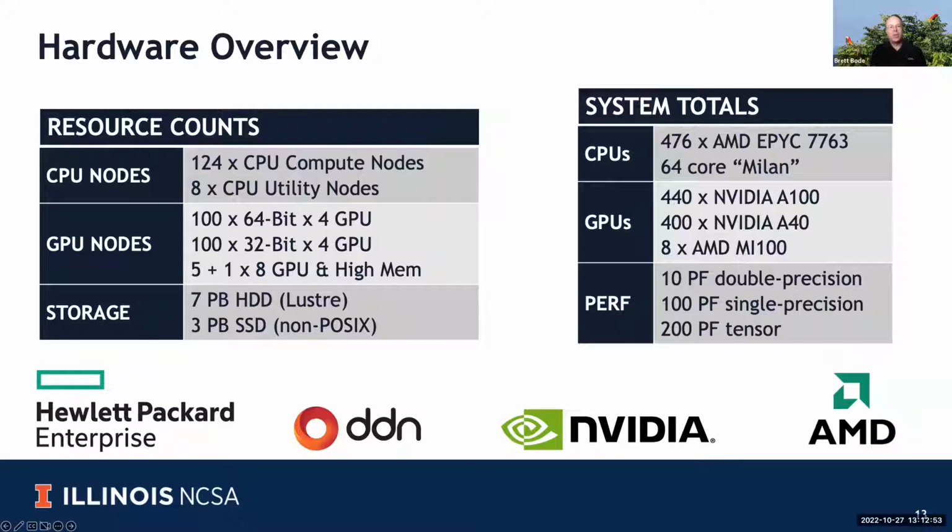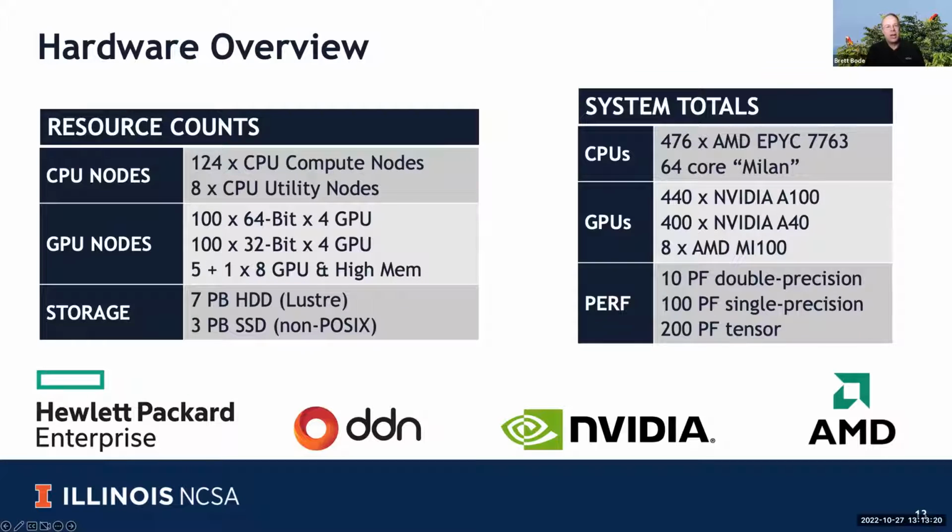On the GPU side, we have 100 quad 64-bit GPU nodes. Those are A100 nodes. We also have 100 quad A40 nodes, which are a 32-bit variant of the Ampere silicon from NVIDIA. And then we have a handful of dense GPU nodes that have eight A100s in them, but they also have large memory.